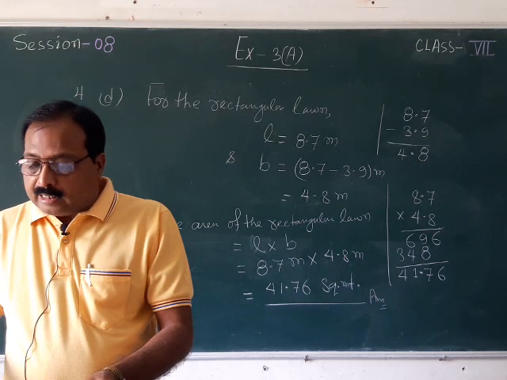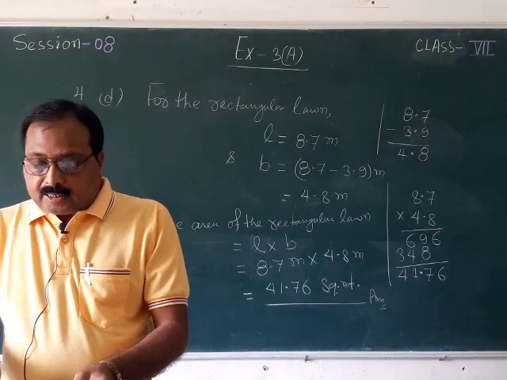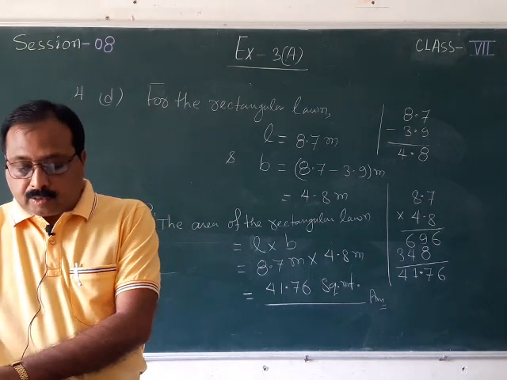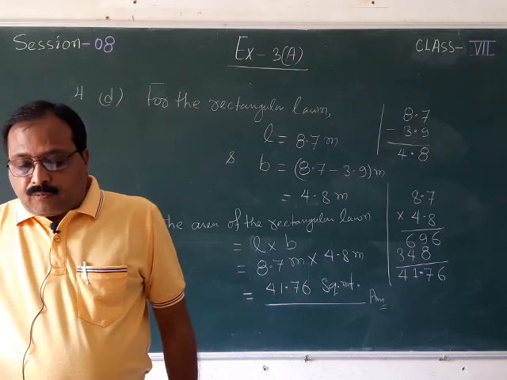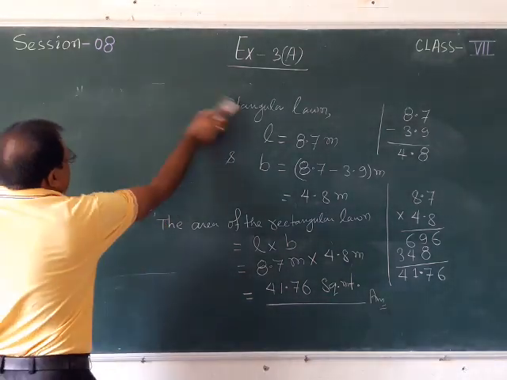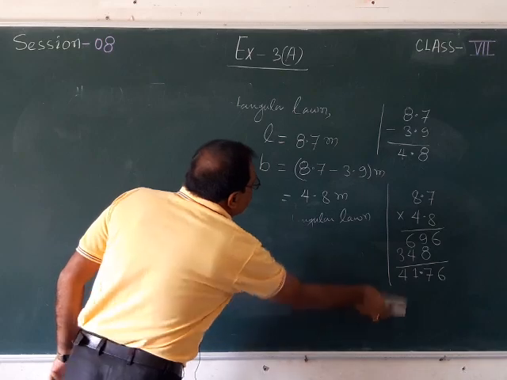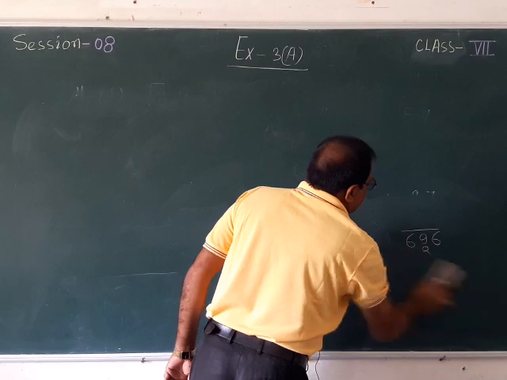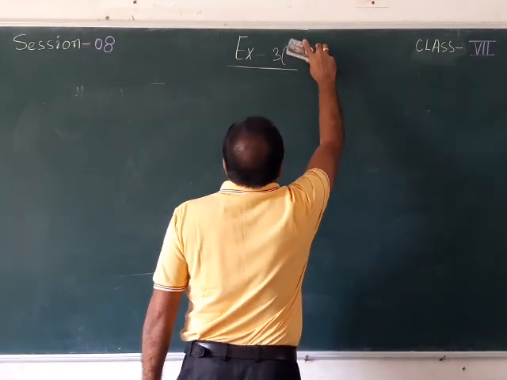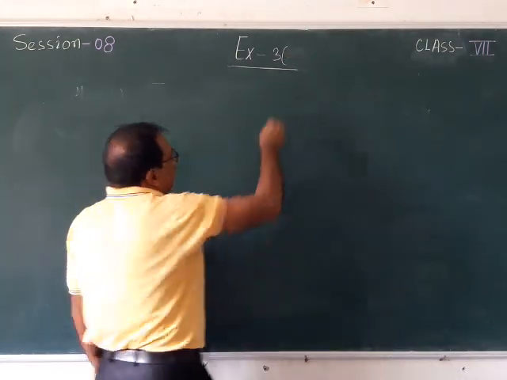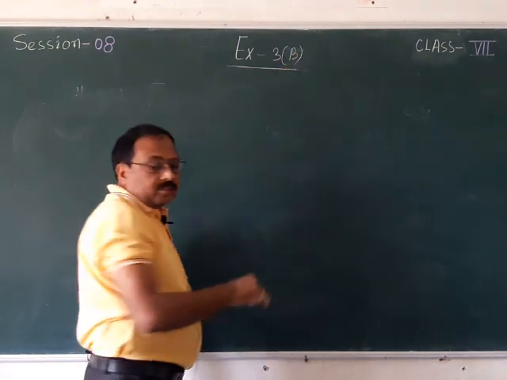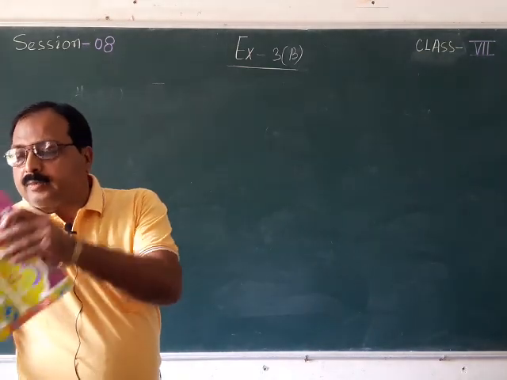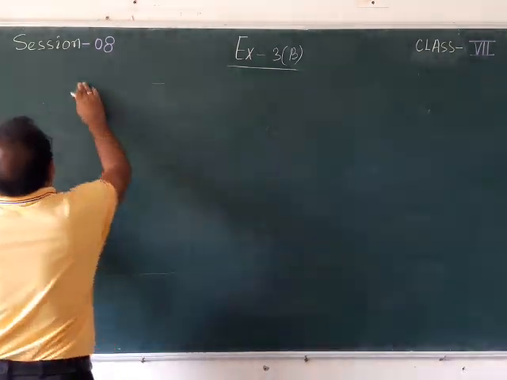Now I am talking about the division of decimals. This is exercise 3B. So in 3B, fill in the blanks first. Let me discuss how to divide decimal numbers. The first question is fill in the blanks, but you need to do these questions.